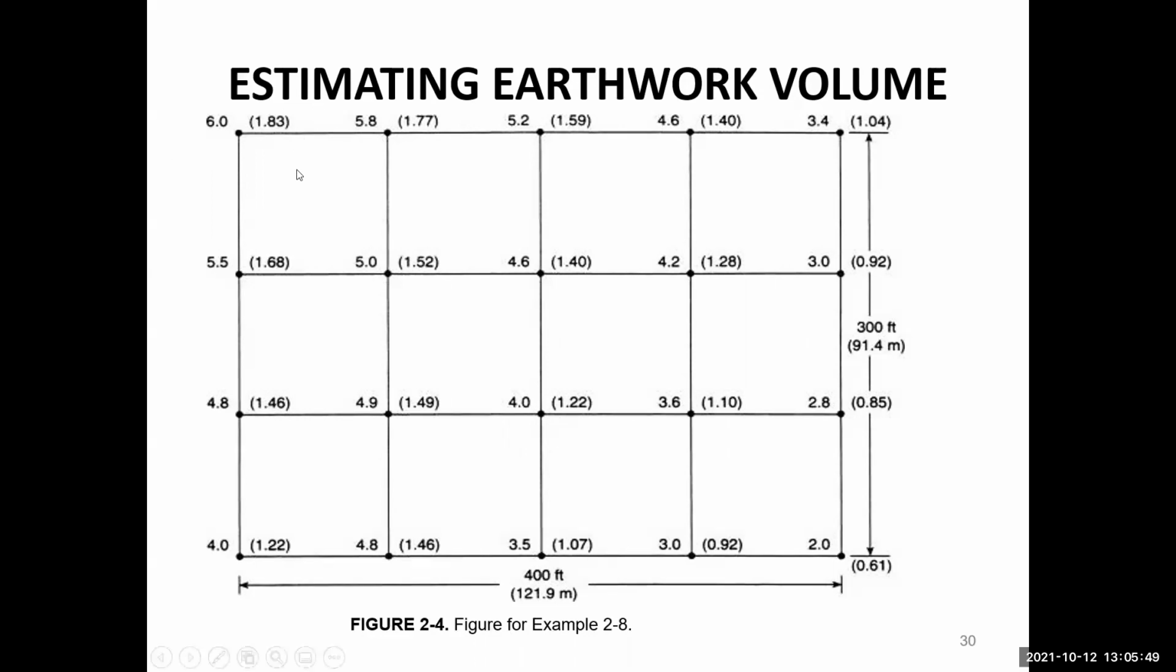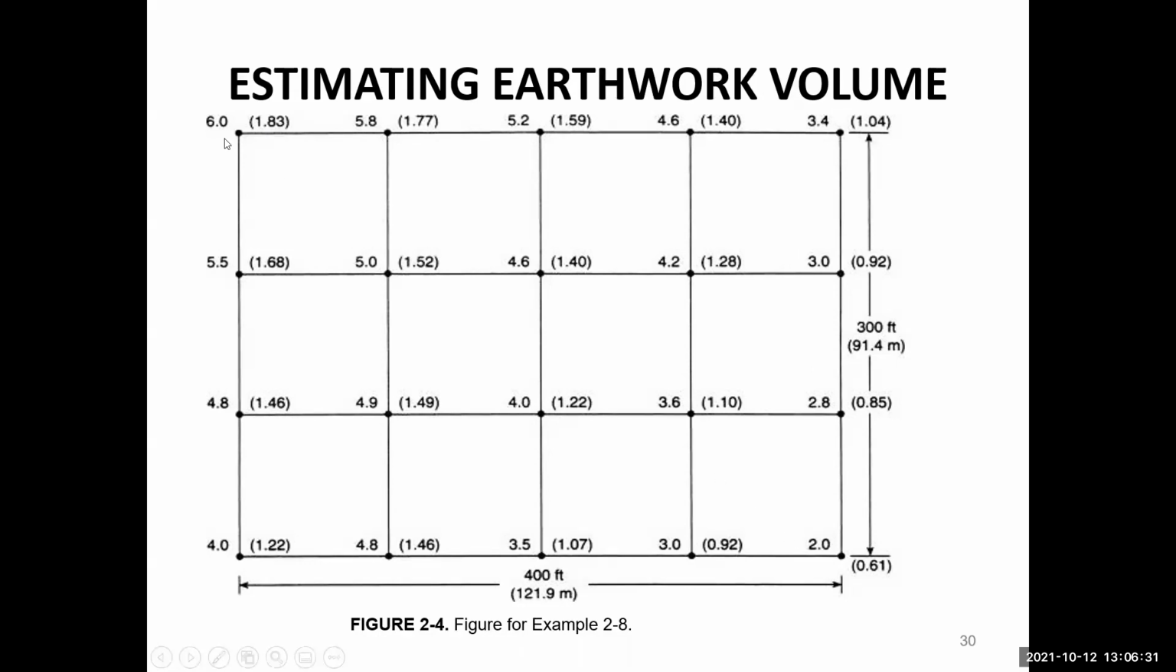So suppose for this large area, we can divide it into various grids. So we have a total area of something like 121.9 meter long by 91.4 meter wide. And then we have divided this area into several grids. And at each grid, we have determined that we need this much excavation: 1.83 meter, 1.77 meter, 1.59 meter. So in total we have how many points? 1, 2, 3, 4, 5, and then times. So total we have 20 points over here.